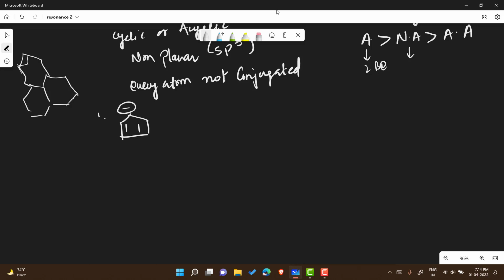So yeah, you have to tell whether this is aromatic, anti-aromatic, or non-aromatic. So this compound right in front of you, what we have to do, first few questions I'll do, then we'll do it together.